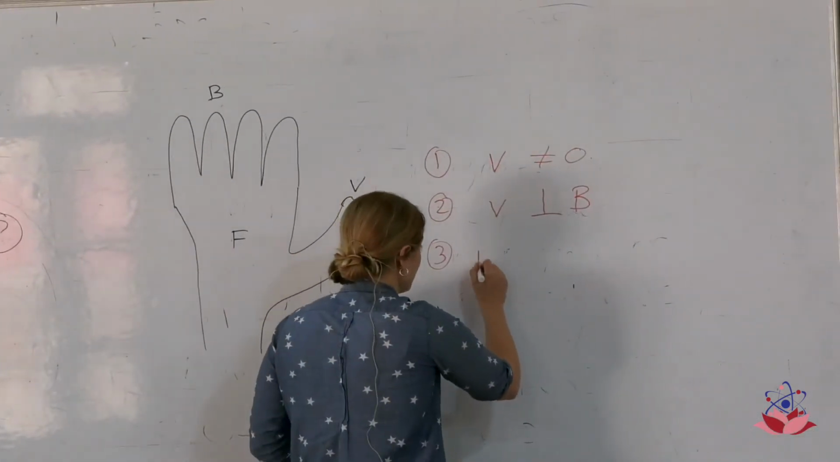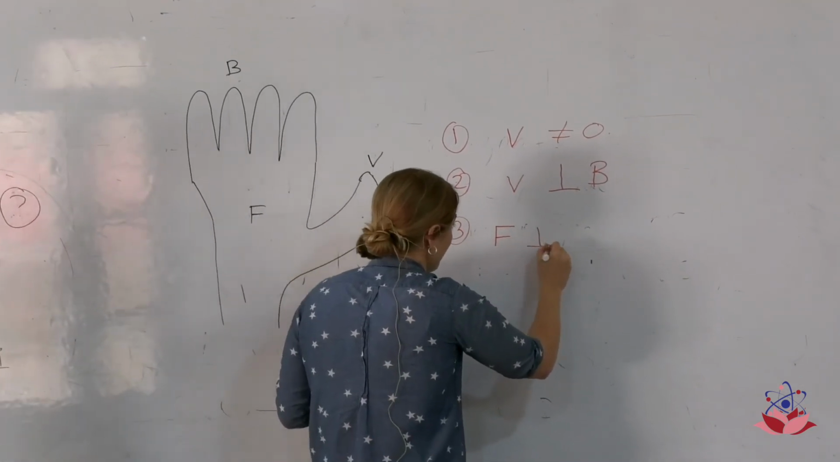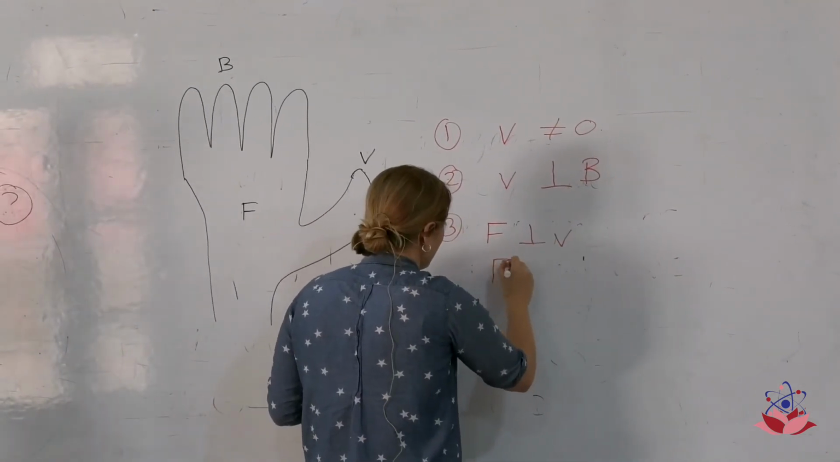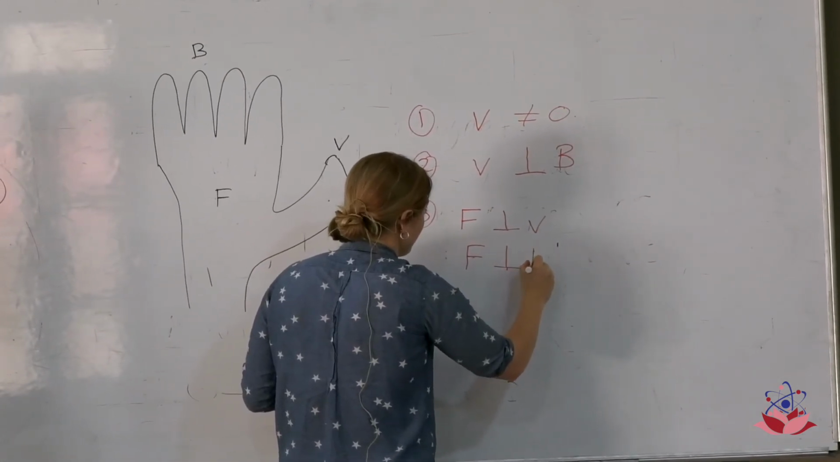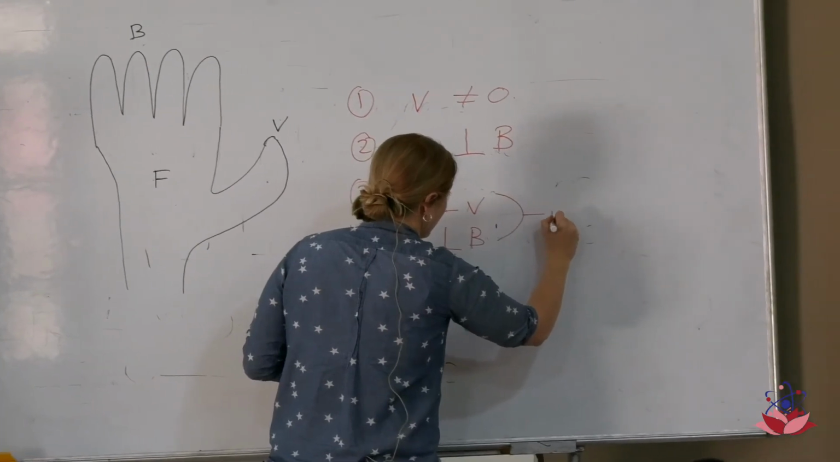And the third condition, or the third rule I get, is that F will be perpendicular to B, and F will also be perpendicular to V, and I get both of these by using the right-hand rule.